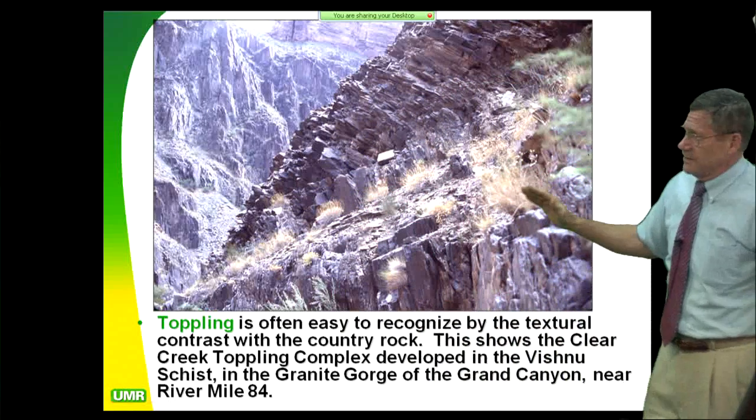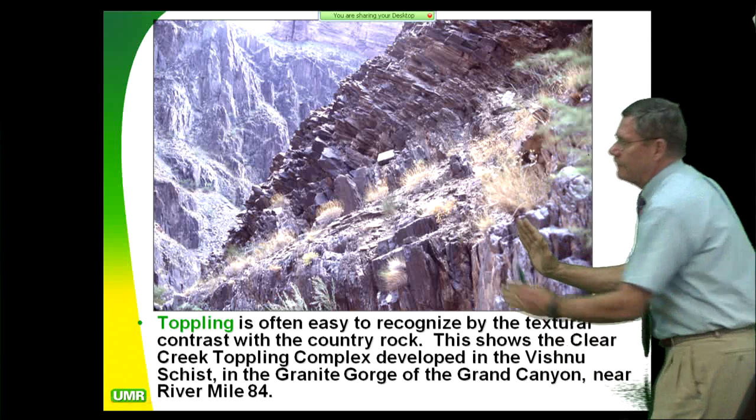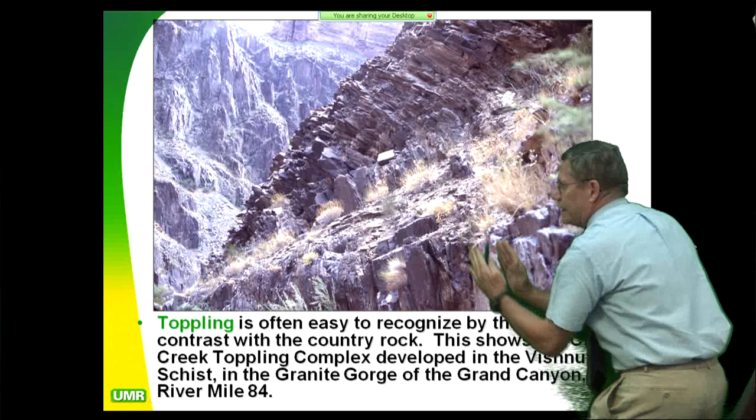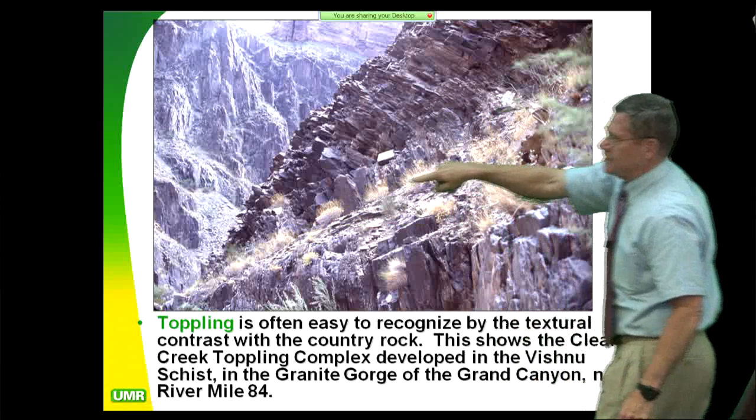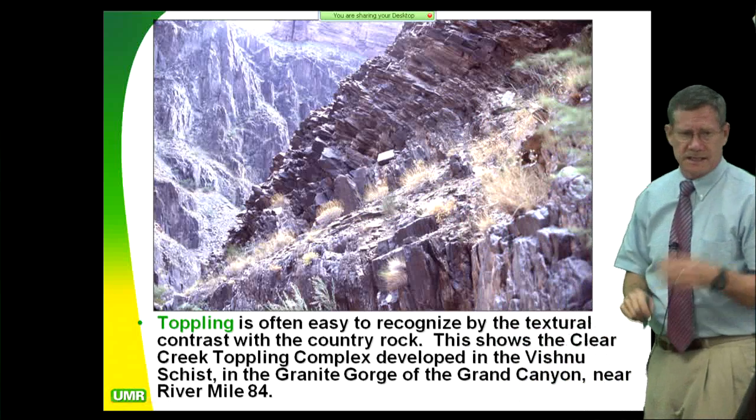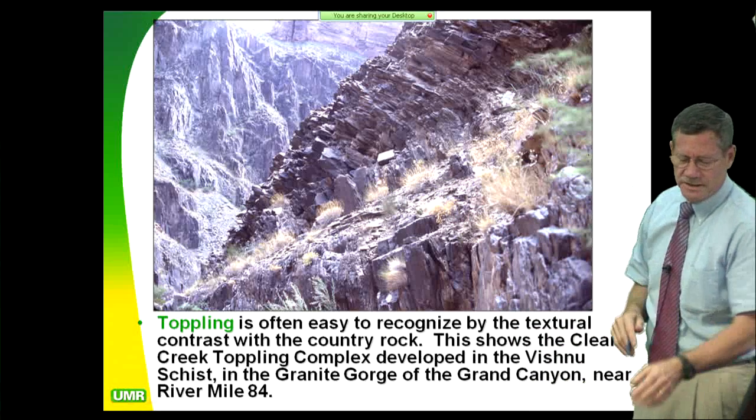So what you're seeing here is a fabric change. You got very, very steep foliation right here. Comes up, turns over. A lot of these things get mapped as faults, and they are. They are faults on a small scale. They're detachment surfaces.